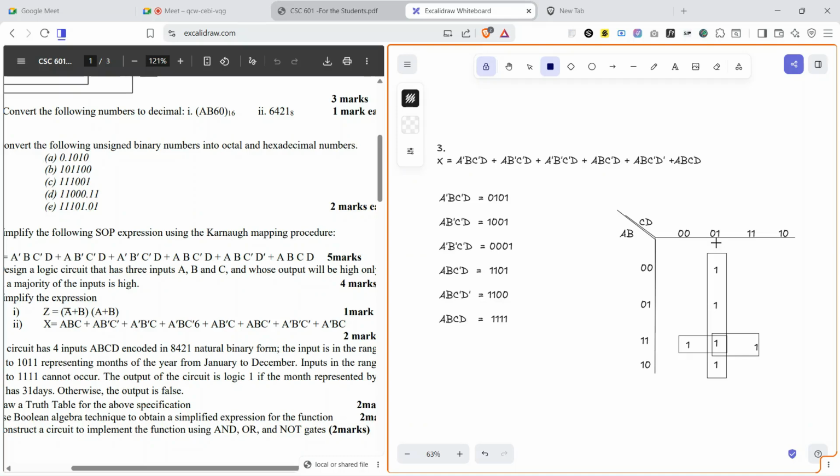So this is C. I mean, the part representing this is 01, which means this is C bar D. So it means our X. So this is the K map diagram.